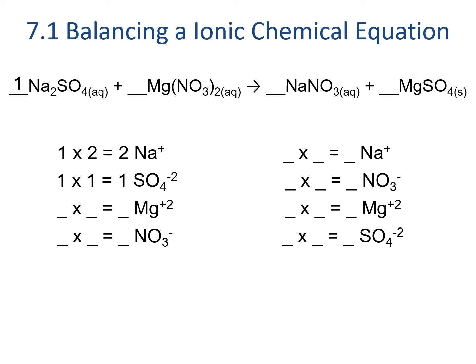If we know there is one sodium sulfate, but that each supplies 2 sodiums, we know that there are also 2 sodiums in the product. In the product, each sodium nitrate delivers only 1 sodium, which means that we need 2 sodium nitrates. This applies to both the sodium and the nitrate, so we can figure out how many nitrates we have in the product by multiplying the coefficient of 2 by the subscript of 1 for a total of 2 nitrates.